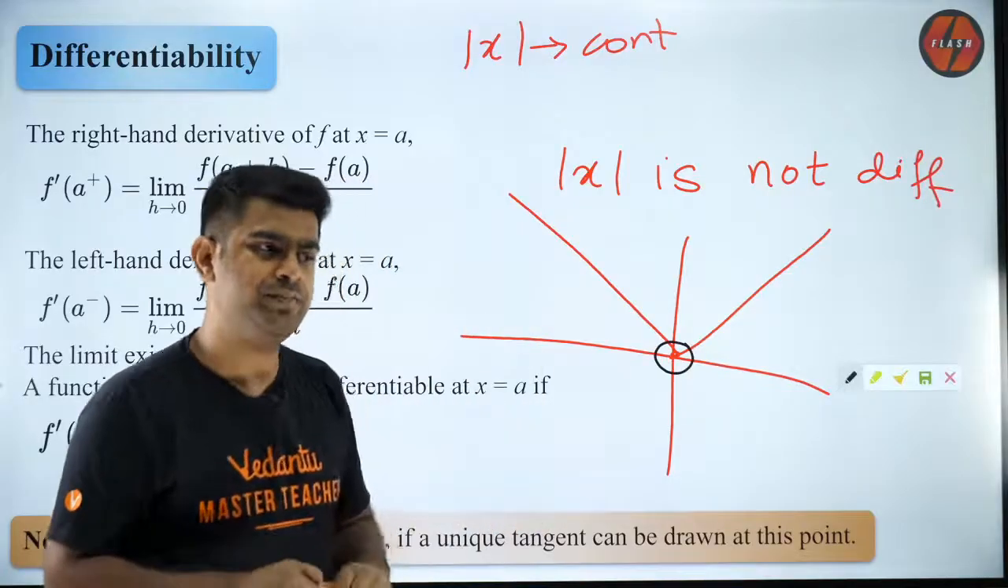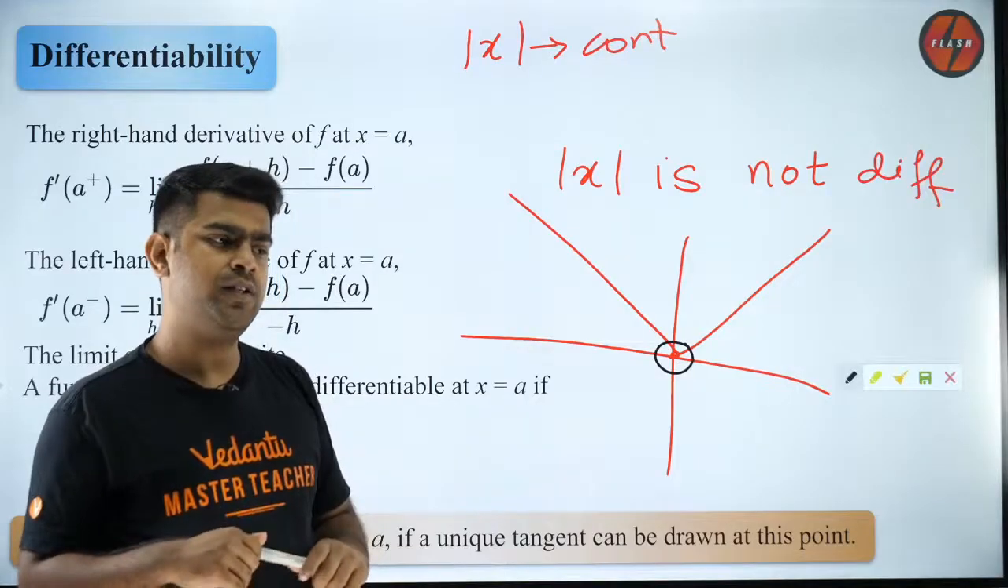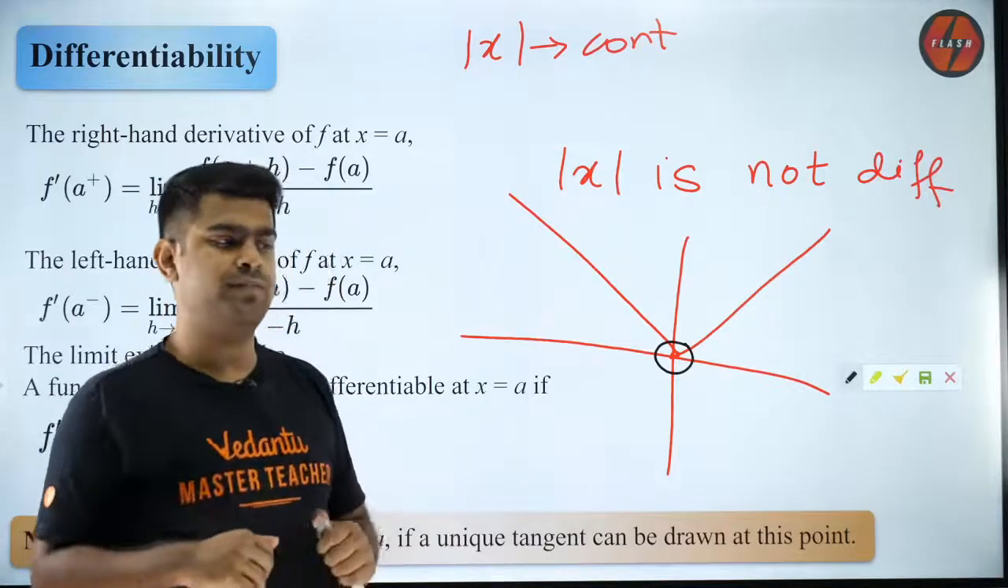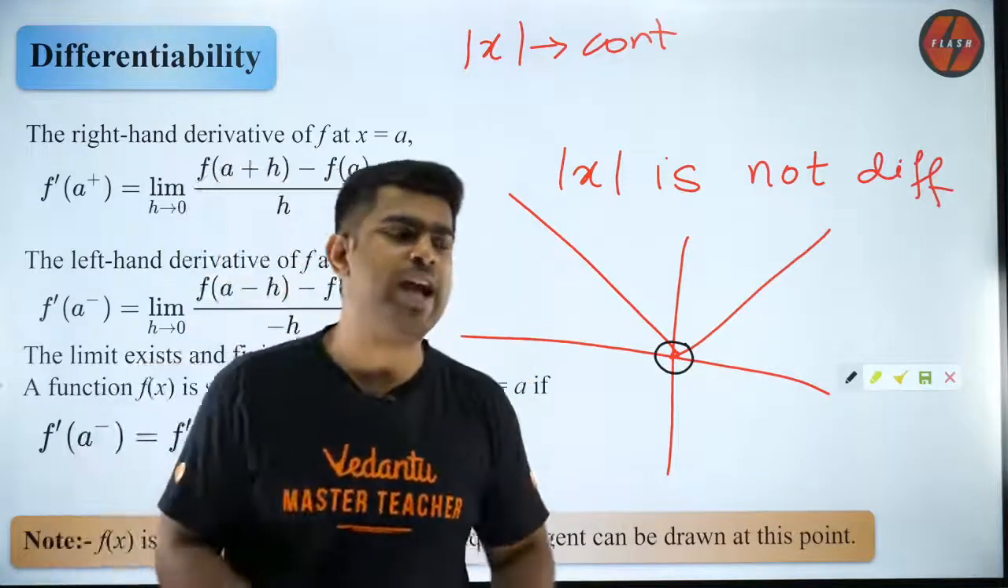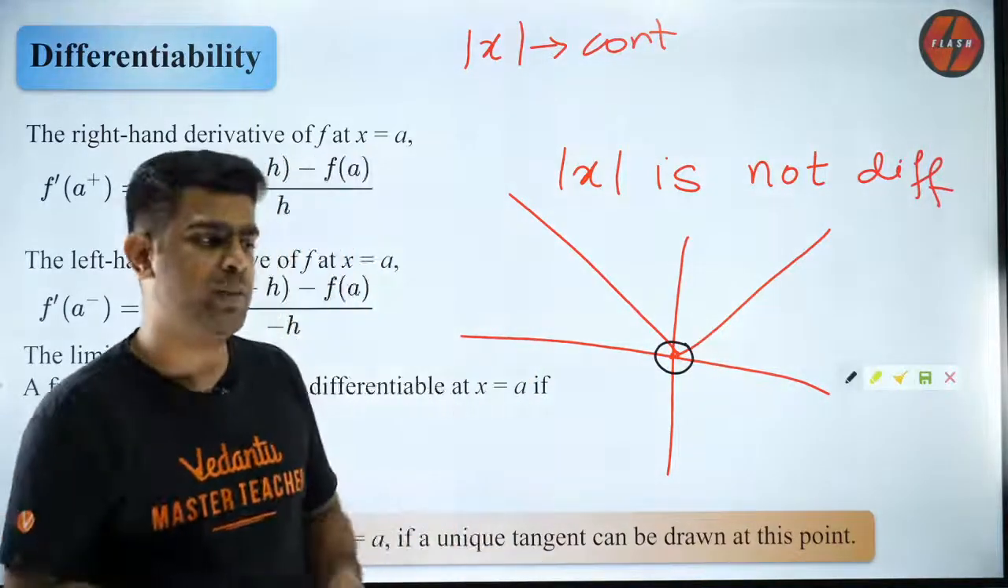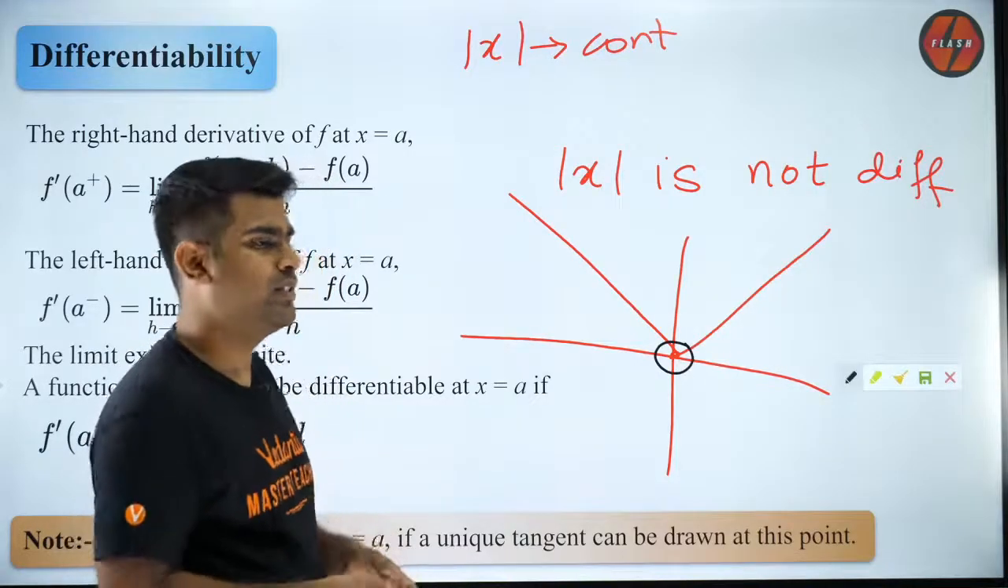Are you guys clear with this? Everybody? Exactly. We can draw more than one tangent at this point. That is why it is said to be non-differentiable. Everybody cool with it? Yes?